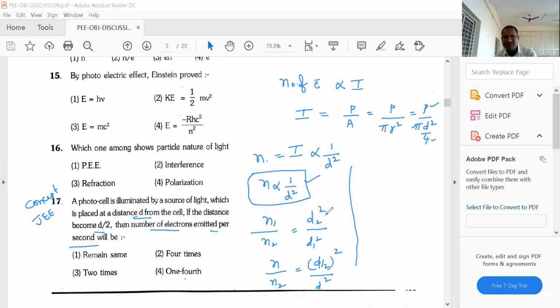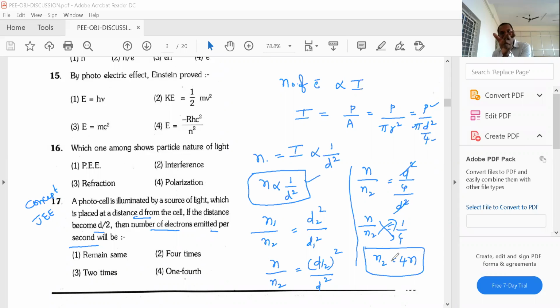So the formula will be this: n by n2 becomes d square by 4 upon d square. This d square cancels, meaning n by n2 becomes 1 by 4. Then what is n2? n2 is nothing but 4 times of n, right? Cross multiply them. So that means when you decrease the distance, the number of photons will be more. Option 2 is right. The concept is important for JEE students as well as for NEET students. Clear? Understood? I hope you understand it very clearly.